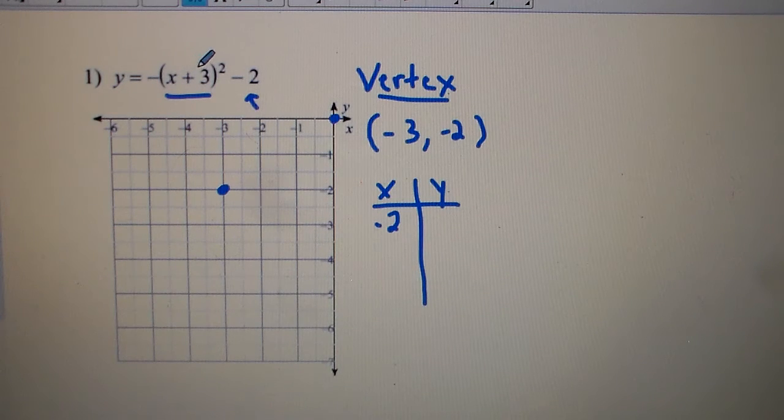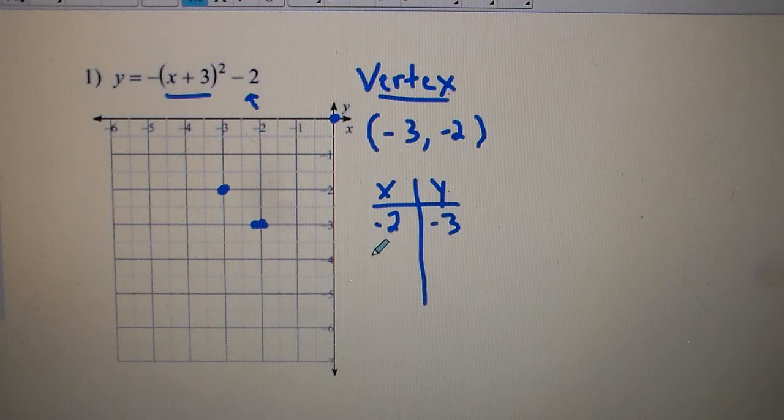Negative 2 plus 3 gets us positive 1. 1 squared is 1. Negative 1 times positive 1 gets us negative 1. And then negative 1 minus 2 gets us negative 3. So when x is negative 2, y is negative 3. So we go x is negative 2, 1, 2. Then we go down 3. So that's our next point.